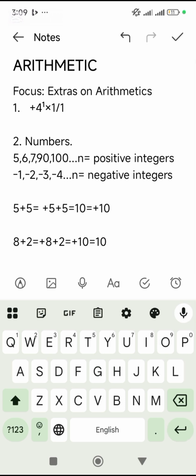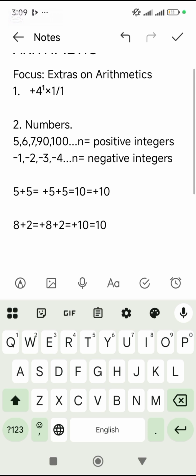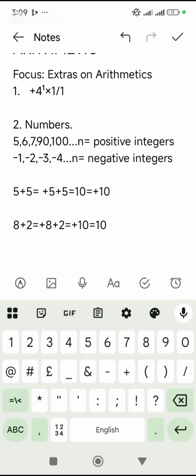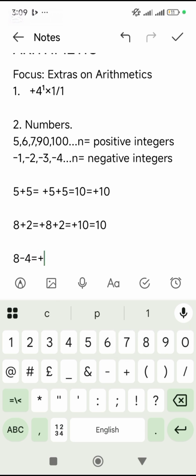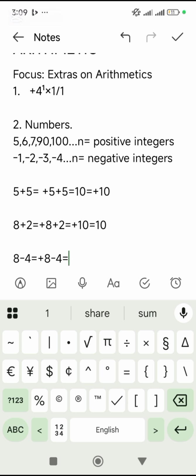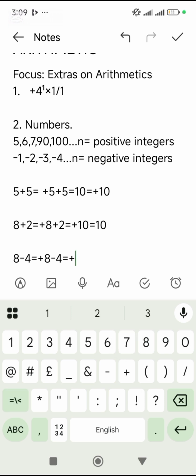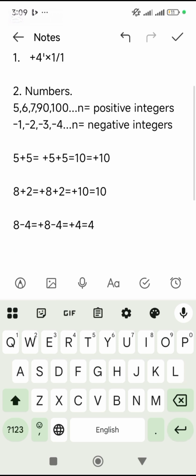And negative numbers are equally indicated. So for negative numbers, let's take 8 minus 4. 8 minus 4 simply means plus 8 minus 4, and that is equals to plus 4, or simply 4. So this is very important for you to note.